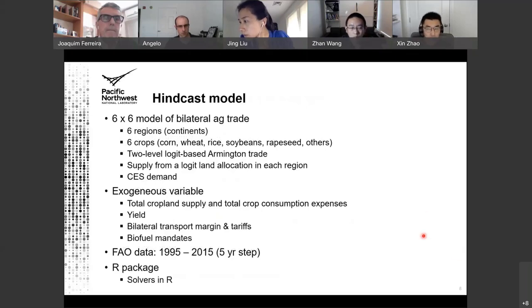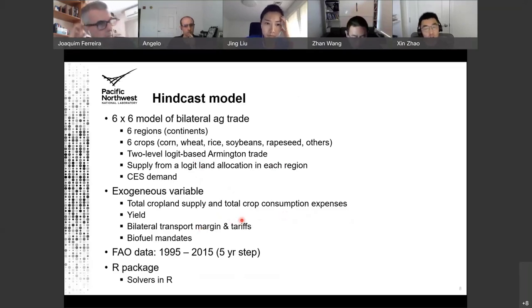Okay, so for this hindcast model, we are trying to keep it really small, mainly due to computational concerns. Right now we are including only 6 regions, separated by 6 continents, and 6 crops, only major crops, and 1 aggregated other crops. Also 2-level logit-based Armington trade. There is also ag production based on land supply, and also CES demand here. There are many exogenous variables in this model, like total cropland supply. And also yield, trade policies and margins, and also biofuel policies. We are using data from FAO, and we created a small R package to use the solver in R to directly solve this model.